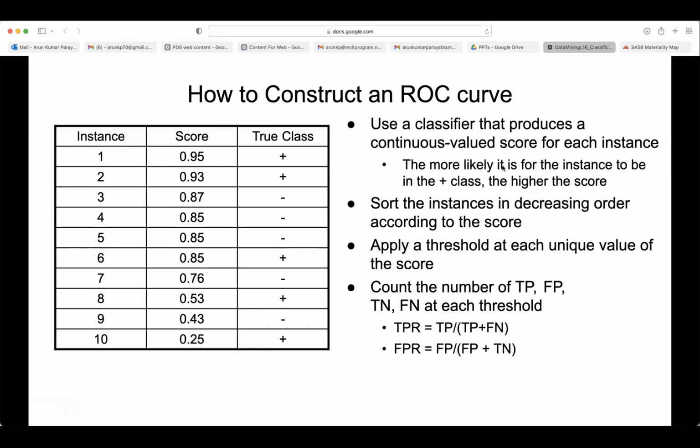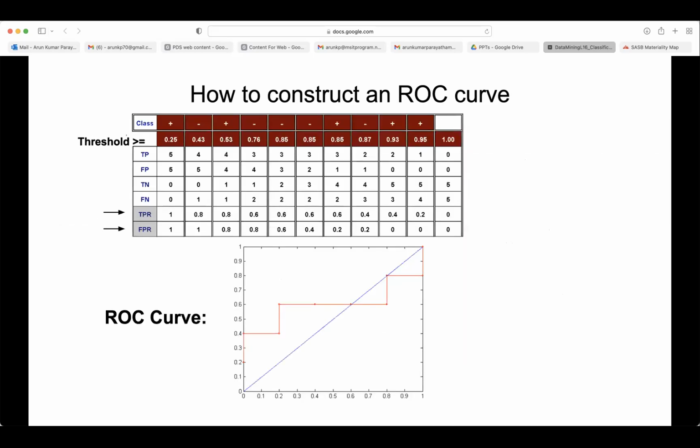So the more likely it is for the instance to be the positive class, the higher the score. Sort the instances in decreasing order according to the score. Apply a threshold at each unique value of the score. At each unique value, you see what is the true positive rate and false positive rate. Count the number of TP, FP, TN, FN at each threshold. Get TPR and FPR.